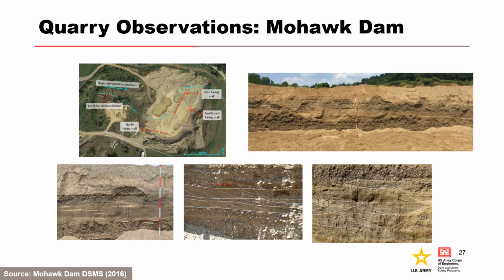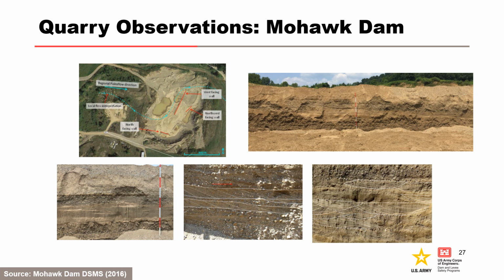The photos at the top right and bottom left are the west-facing wall showing cross-bedded sands truncated by planar bedded sandy gravels with well-rounded gravels. The photo at the bottom middle is of the north-facing wall showing sequences of cross-bedded sands with gravel bounded by erosional surfaces.